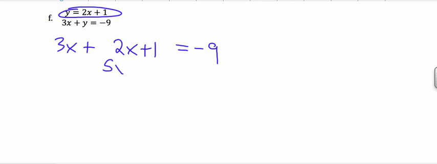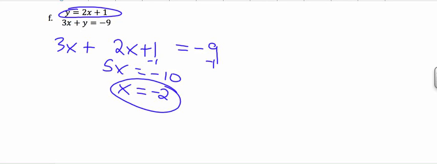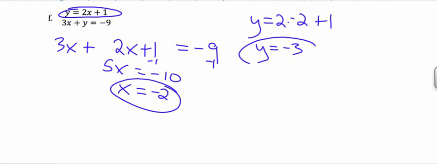Combine like terms and subtract 1 from both sides. We get 5x equals negative 10. Divide by 5, x equals negative 2. Plug that into the first one. And we get y equals negative 3. And again, you should probably check your answers, but they'll work.